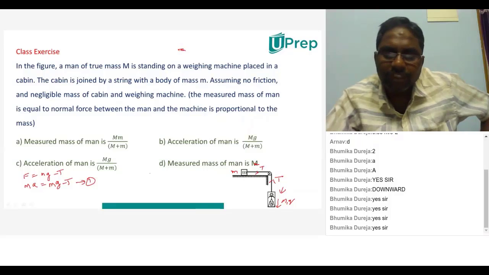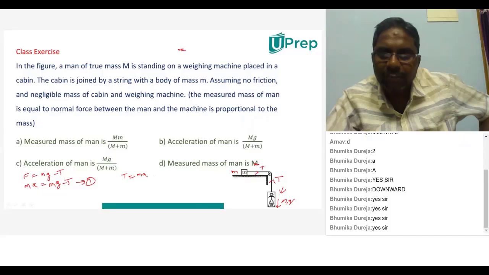Now this tension is pulling that particular object. That's why T is equal to ma, small ma I can write. This is equation number 2. Whatever tensional force is there, this tensional force only is pulling this particular object. That's why it is moving in this direction. That's why I'm writing T is equal to ma.